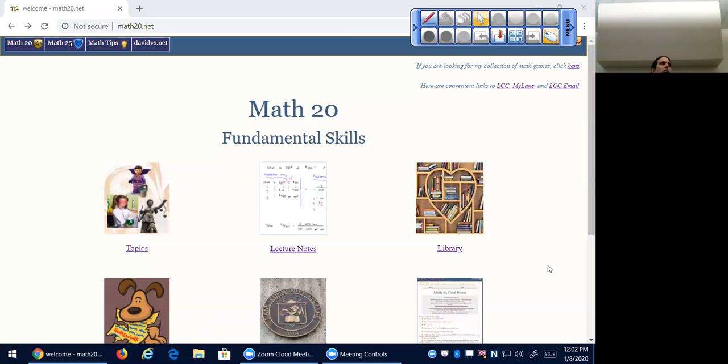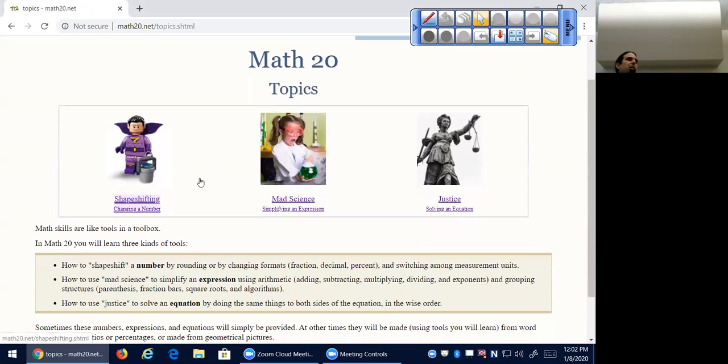Okay, so let me go through the website a little bit now that you've seen it and explain some things. When we look at the topics, we have 3 different topics and they're organized differently than the textbook. Whether you have the 12th or the 13th edition, they both work. All that's different is some page numbers.